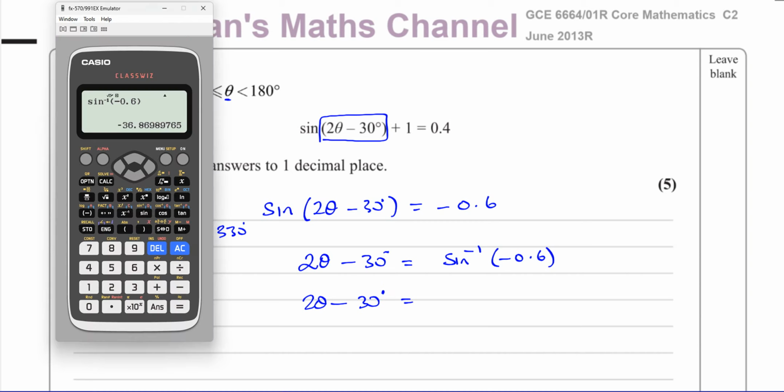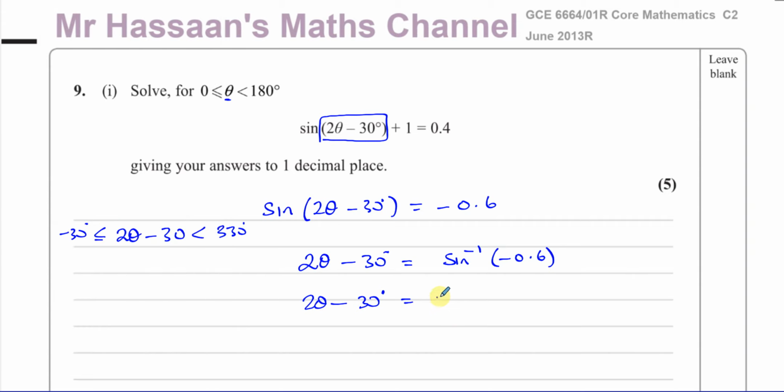equals negative 36.869, continuing on. This angle is outside of our range. Our range starts from negative 30 and goes up to 330, so we cannot take this angle. This angle is rejected. However, we don't just throw it away and forget about it, because this is called the principal angle. From this principal angle, we are going to find all the other angles in our range.